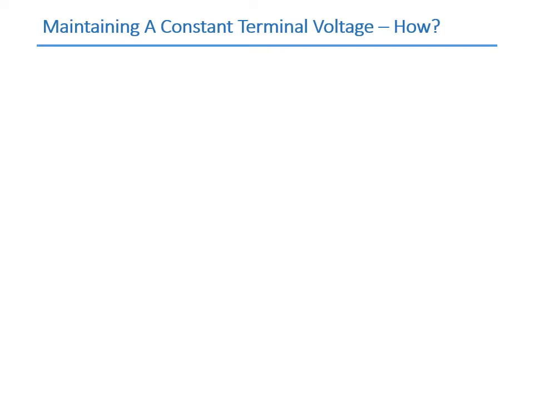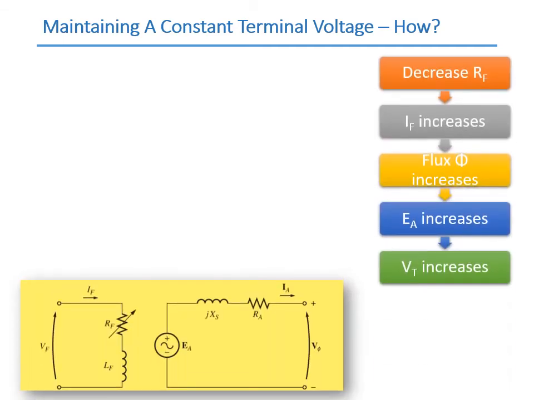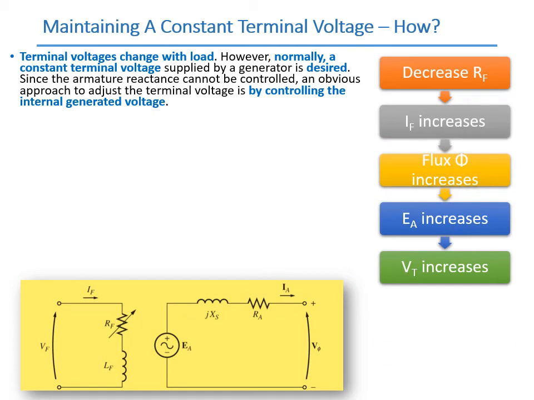Okay, so we have seen that when the load changes, the output voltage of the generator also changes. However, in many applications, we want to be able to control the terminal voltage so that it's constant regardless of the load being applied to the generator. Yeah? So how can we achieve this? How can we control the terminal voltage so that we have a fixed one, a constant one, and not affected by the changes in the load.